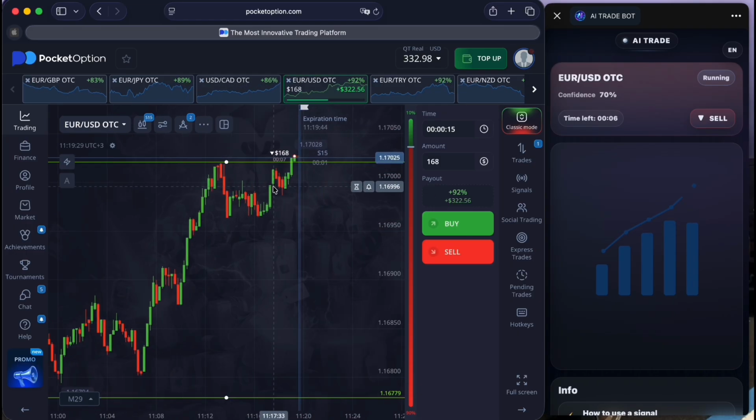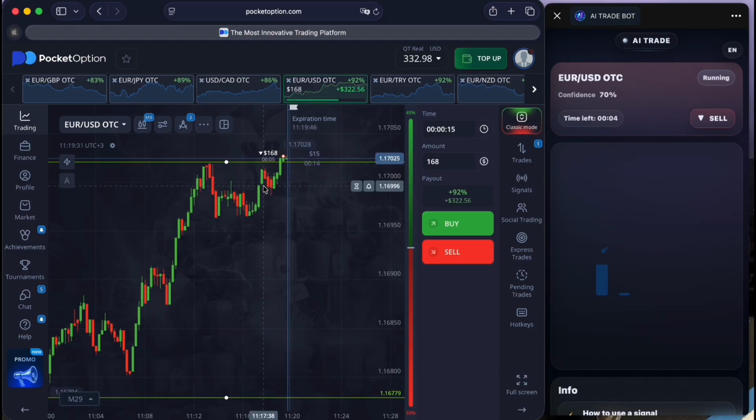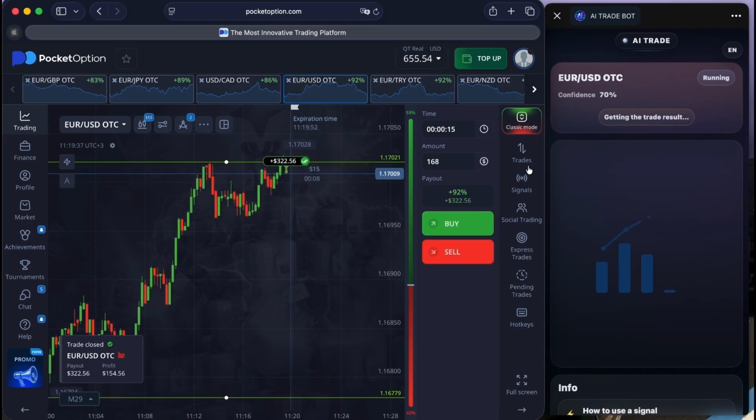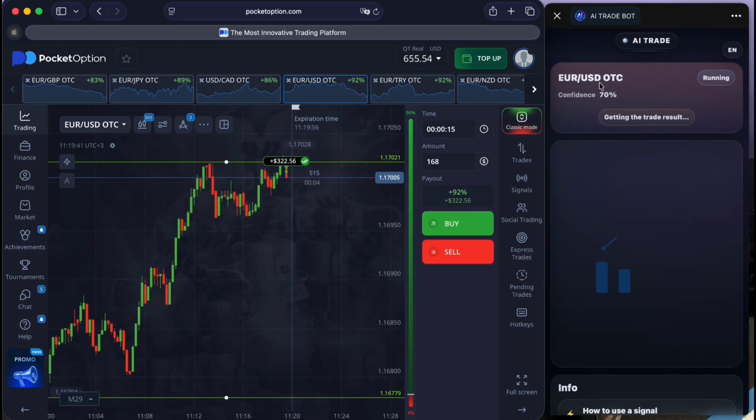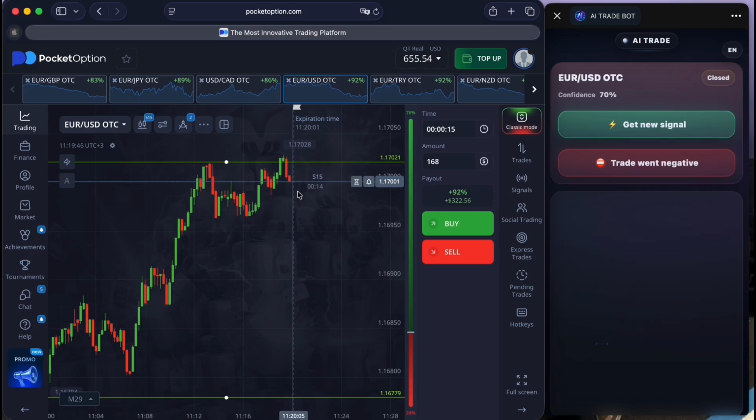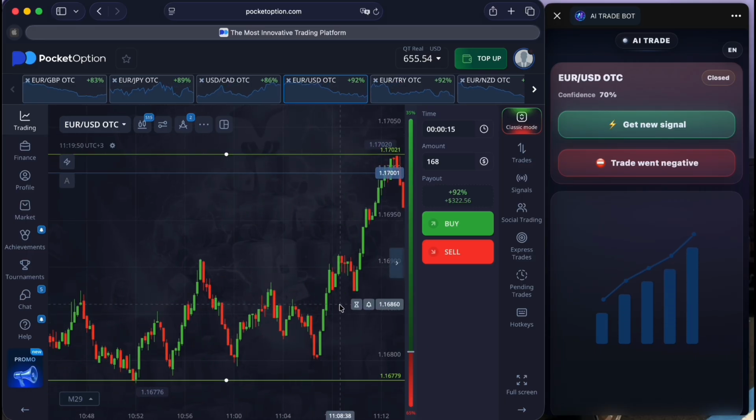The payout is 92%, so I'm waiting for my first gain of $155 to be added to my deposit. A downward move is starting on this asset. There's our first gain. $155 added to our account. With 70% confidence, the bot gives us a perfect signal here from a local resistance level. The price here will make a correction and move back toward the local low on this asset.